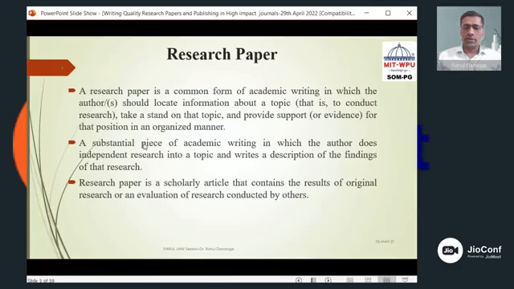So based upon the different types of research we are carrying out, what is the topic of our interest, what is our opinion, our philosophy related to that particular topic, and whatever stand we are taking related to the topic, how we can justify it, how we can provide the evidence to prove that stand.